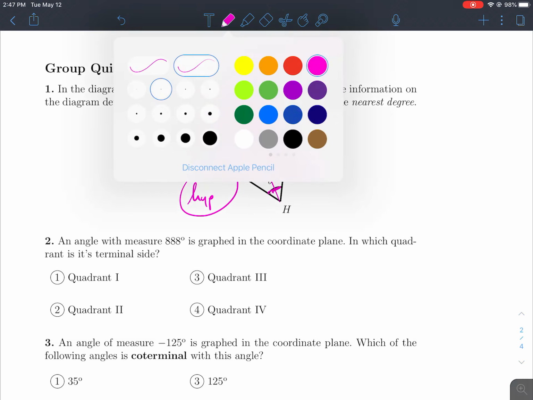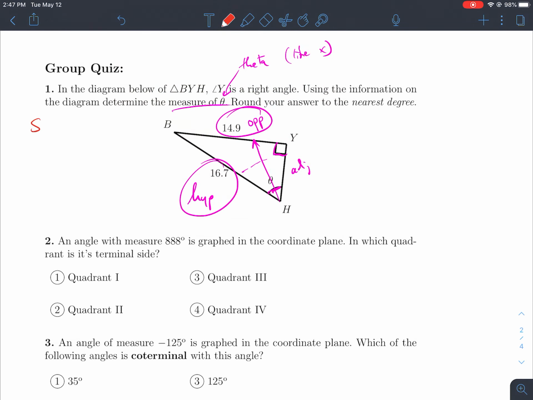So we're going to look for one with the opposite and the hypotenuse. All right, because we're working with the right triangle, we go SOH CAH TOA. Opposite over hypotenuse, that's sine, so we set it up. Sine of theta is equal to 14.9, opposite, divided by the hypotenuse, 16.7.